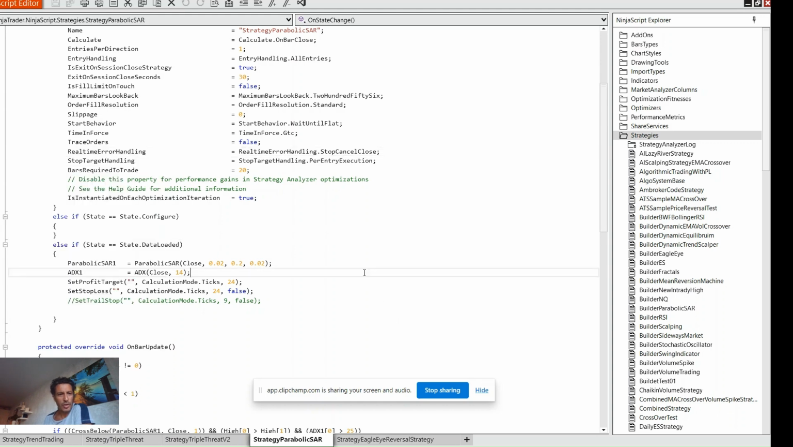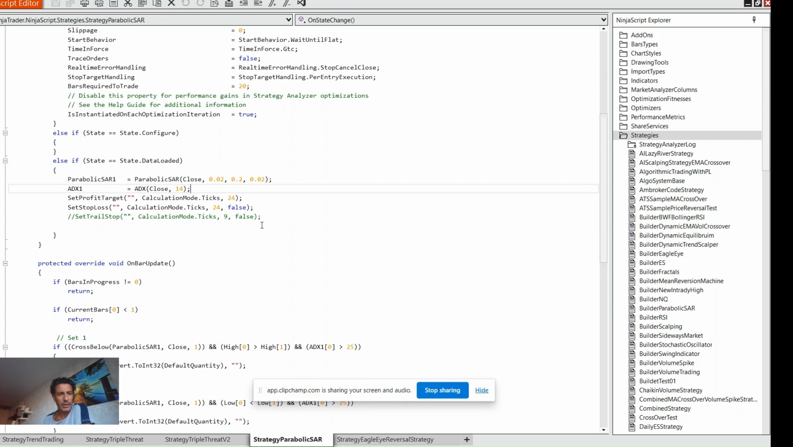I have set up the profit target and stop loss at 24 ticks, a setup that I have tested extensively. It works exceptionally well with both the E-mini S&P 500 and the E-mini NASDAQ 100. The setup strikes a balance between risk and reward, helping you capture potentially profitable trades.